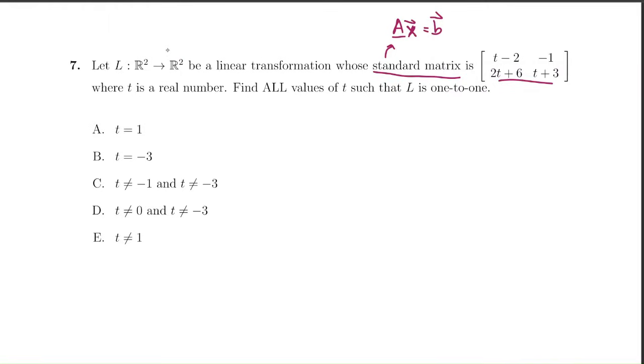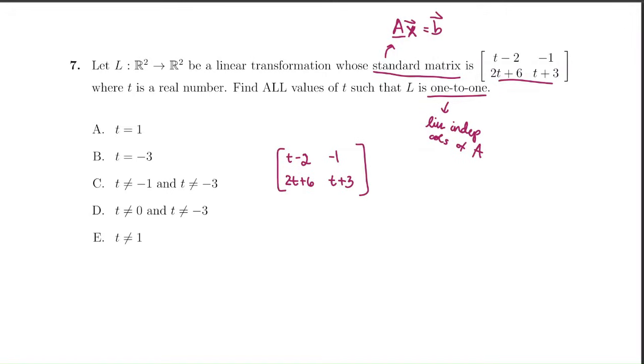Find all values of t such that L is 1 to 1. 1 to 1 means that the columns of our standard matrix are linearly independent. And this means that we should look at values where this might not be the case. So let's see, we have t minus 2, negative 1, 2t plus 6, t plus 3.